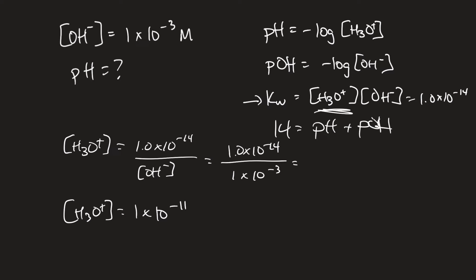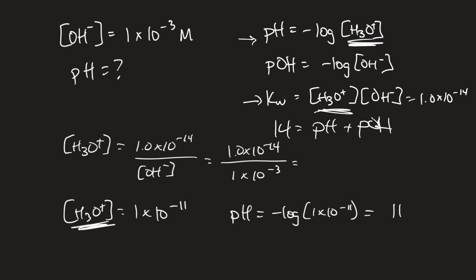Okay. Now I could actually find the pH. Because now I have the concentration of hydronium, I could substitute it into this equation. So pH is equal to negative log of 1 times 10 to the negative 11, and that answer would be 11. So the pH of this substance here is 11. All right, so that's one way of doing this.